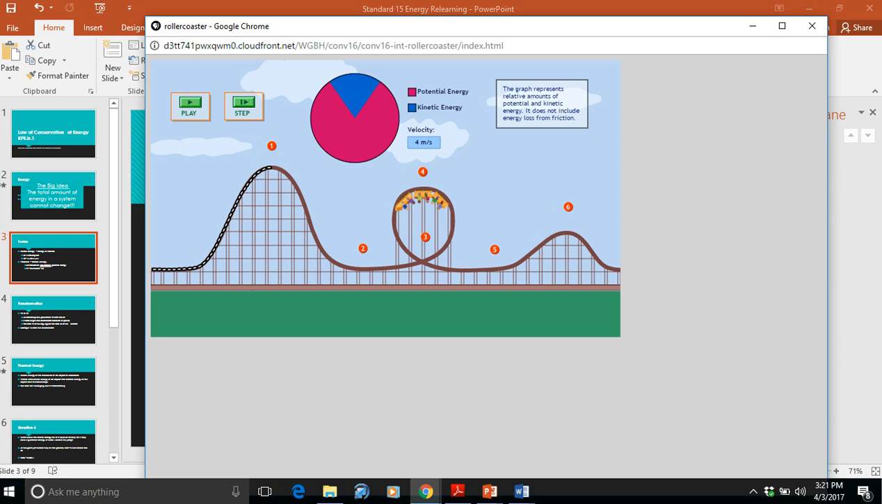Take a moment of pause. Remember, this does not include energy loss from friction. So we're ignoring thermal energy in this simulation.